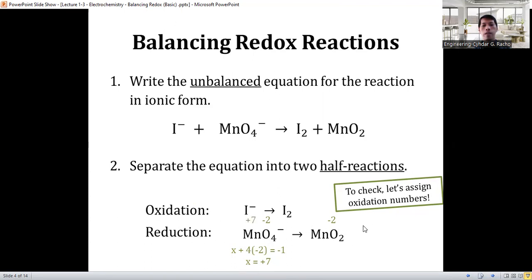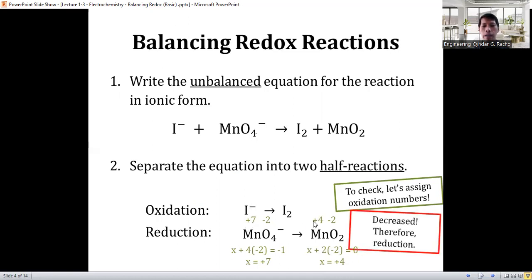How about on the other side? You have negative 2 times 2, and the charge is 0, and then your Mn is x. Solving for x, you have positive 4. So as you can see, from positive 7 to positive 4. Therefore, there is a reduction happening in your manganese, or your permanganate turning into manganese oxide.